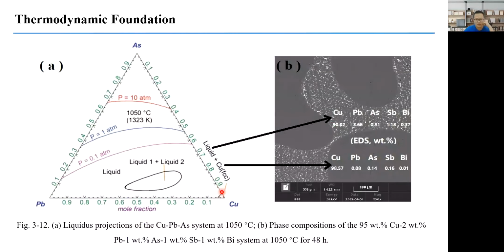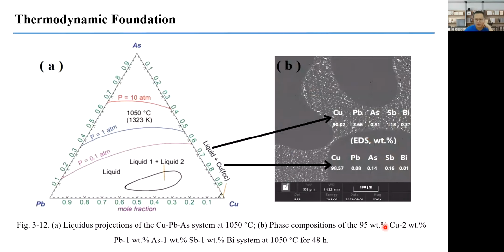So this is the corner, which is very rich with copper and which stands for the fire refining process of copper. So we are making the process with two phases. One is liquid and another is copper solid. So this is an experiment carried out in our lab.